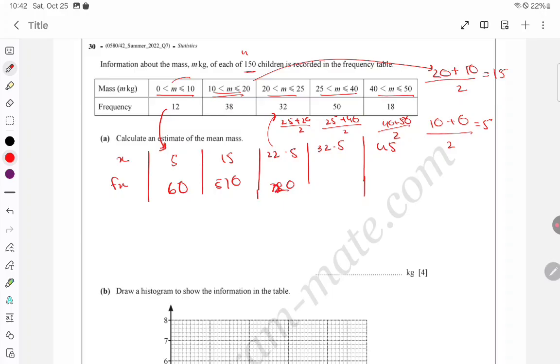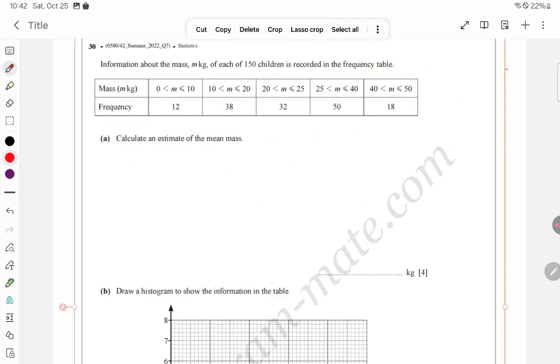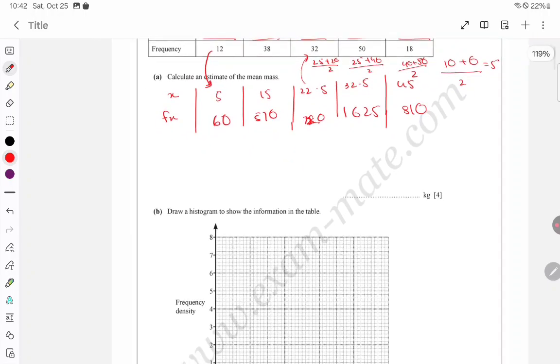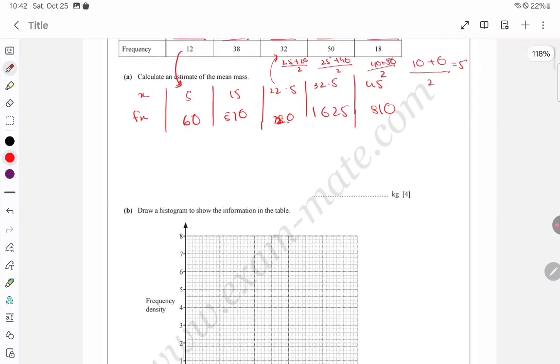Now 32.5 into 50 will give you 1625, and 45 into 18 will give you 810. So we get our sums.